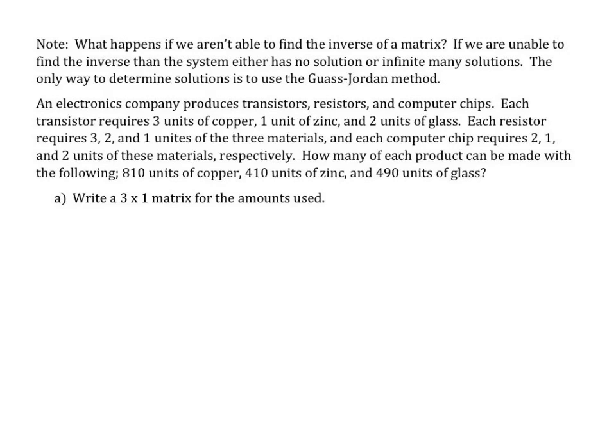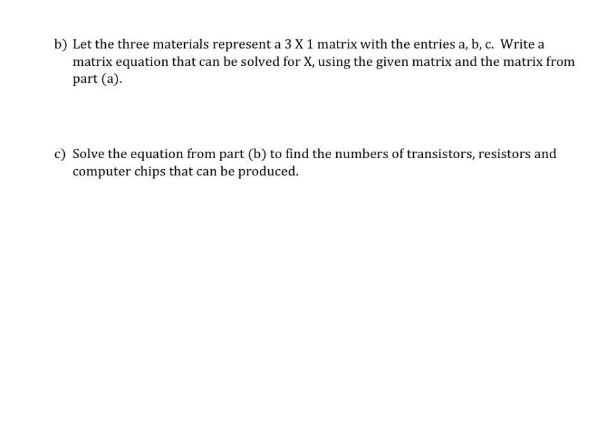So let's write a 3 by 1 matrix for the amounts that are used. So this is going to be our B matrix. So we're specifically looking at 810 for copper, 410 for zinc, and 490 for glass. So this is what our equations are equal to. So this is the last one we're going to multiply by. Let the 3 materials represent a 3 by 1 matrix with entries B. Write a matrix equation that can be solved for X using the given matrix and the matrix from part A.